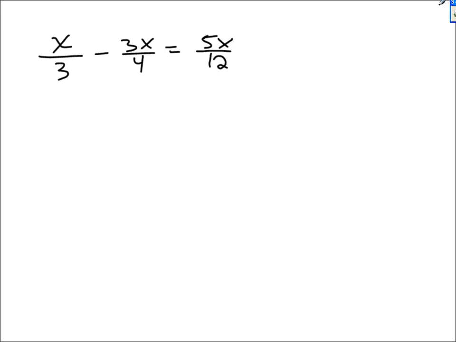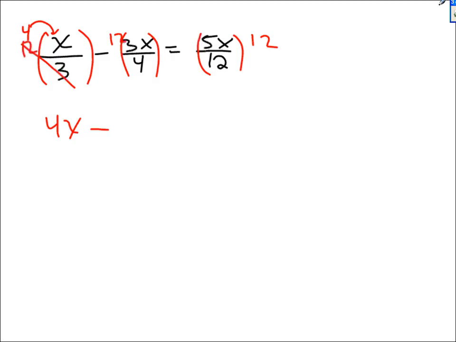Between 3, 4, and 12, the first common multiple is 12. So I'm going to denote, initially at least, that I'm multiplying everything by 12. 3 goes into 12 4 times. 4 times x is 4x. I'm taking 12 because all of the denominators go into it. 3 times 3x is 9x. Equals.